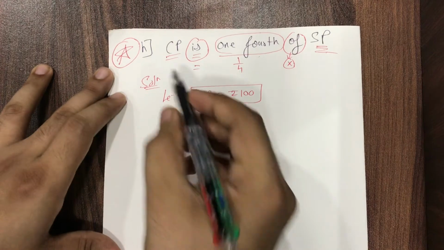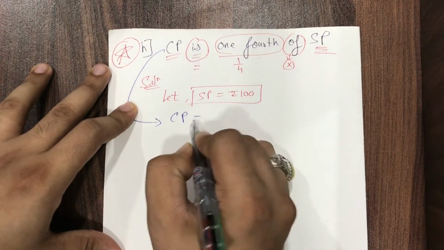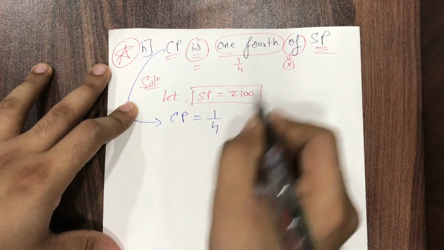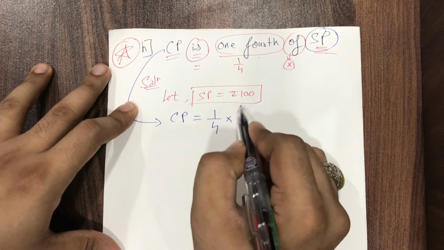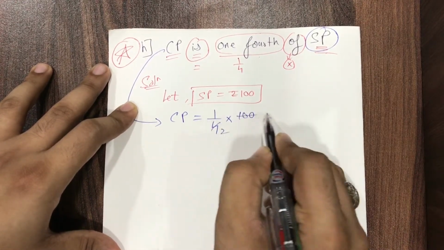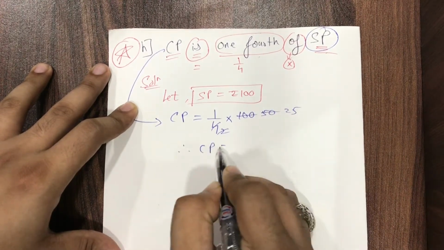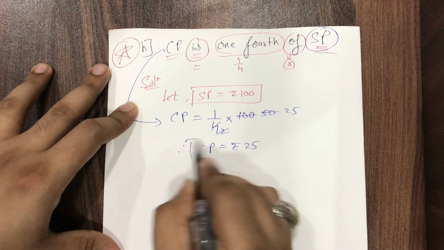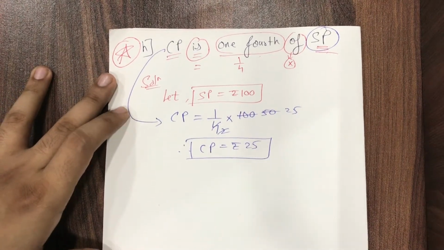Okay, now let's decode this. First, cost price is equal to 1/4, of means multiply, selling price. We assumed selling price is rupees 100, so at the place of selling price, what will come? 100 will come. Two 2s are 2, 50s are 2, 1s are 2, 25s are. Therefore cost price is equal to rupees 25. Yes, we got our selling price, we got our cost price. Now the step remains same.